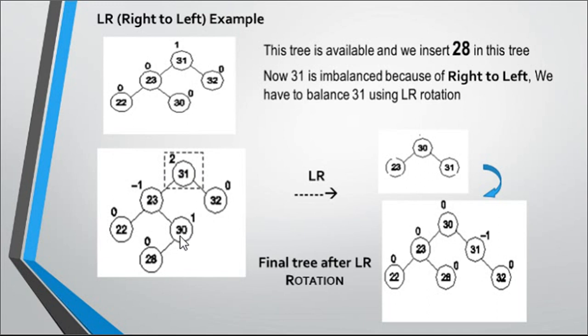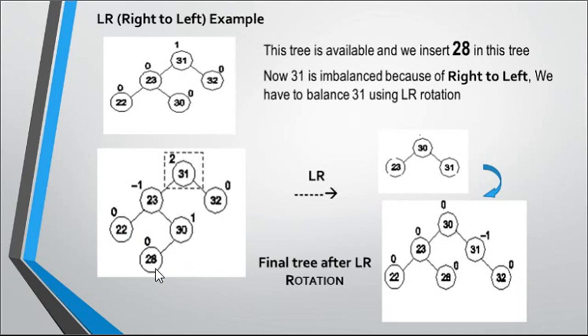Now in LR rotation we see only this A, B, C. So C will be the root. So 30 will be the root, 23 at left and 31 at right. Okay, so we'll make this connection first and then we'll make another connection. So 32 is greater than this, so we'll attach it to this. 22 is less than this, so we'll attach it to this.